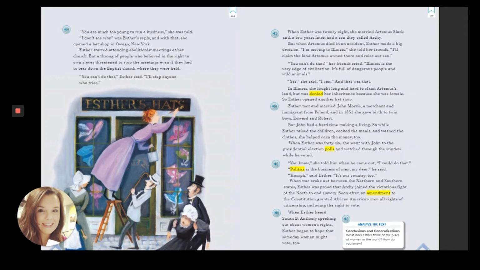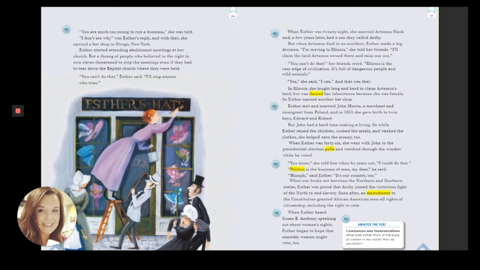"You can't do that," her friends cried. "Illinois is the very edge of civilization. It's full of dangerous people and wild animals." "Yes," she said, "I can." And that was that. In Illinois, she fought long and hard to claim Artemis's land, but was denied her inheritance because she was female. So Esther opened another hat shop.